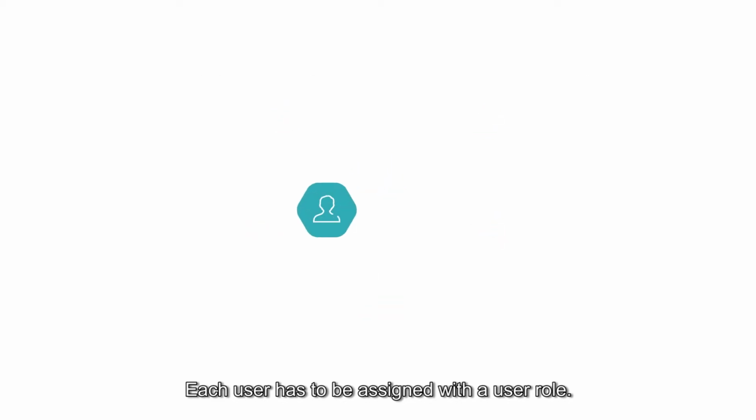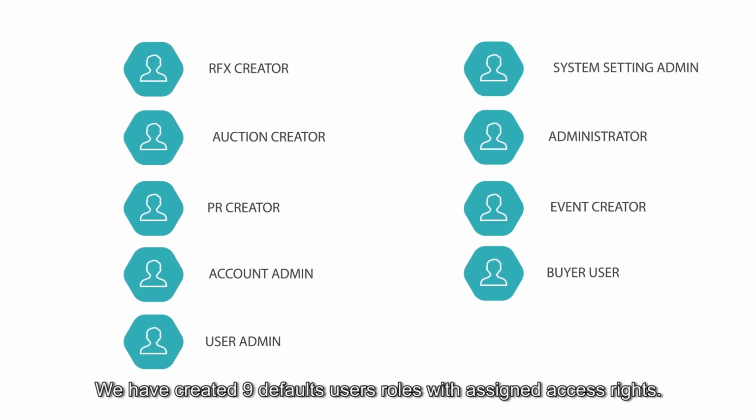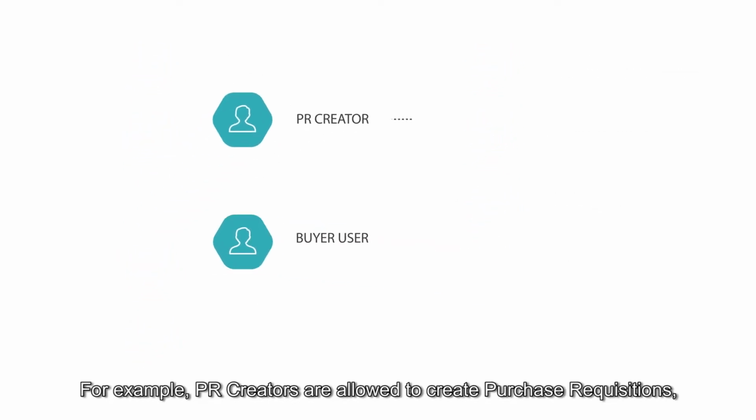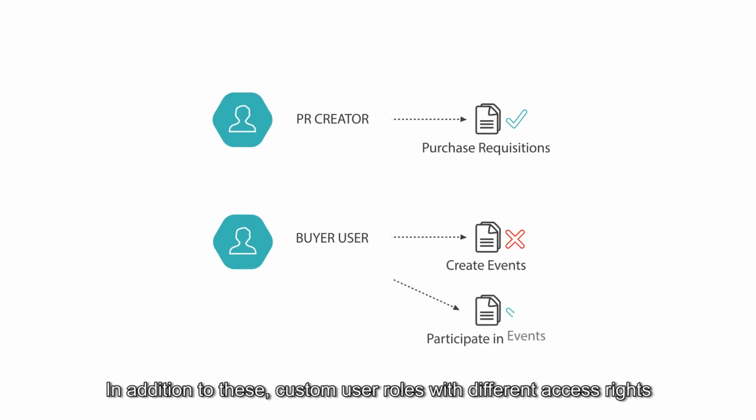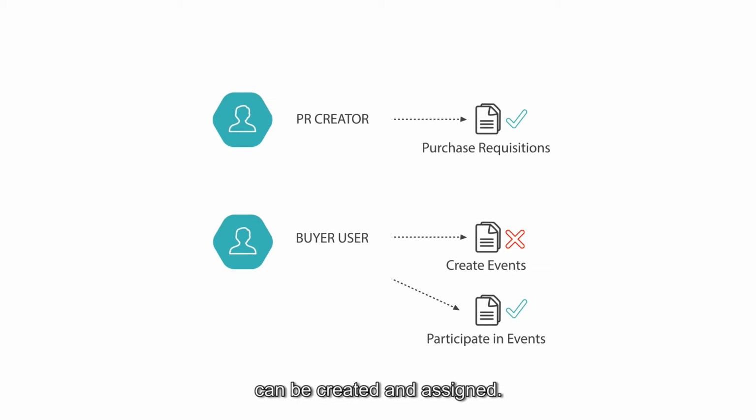Each user has to be assigned with a user role. We have created 9 default user roles with assigned access rights. For example, PR creators are allowed to create purchase requisitions, while buyer users have access to the events but are not allowed to create events. In addition to these, custom user roles with different access rights can be created and assigned.